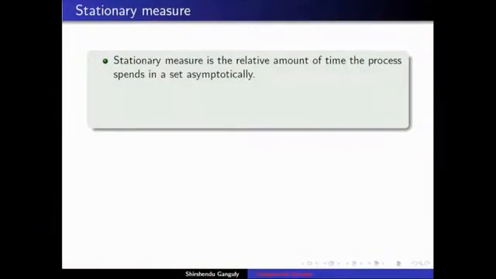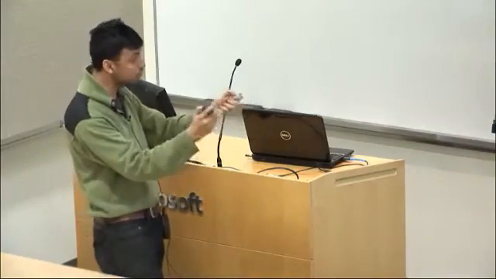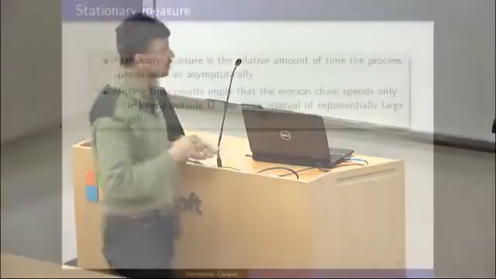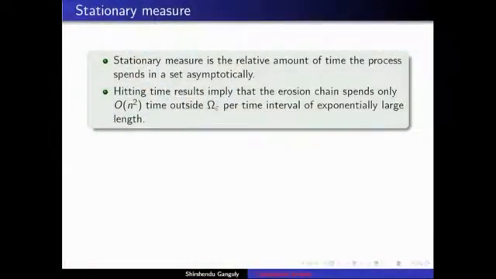Okay, so this is not very hard. The stationary measure is the amount of time that you spend asymptotically in a set. You start from anywhere, and you want to measure the stationary measure of a set, so you look at the proportion of time that it spends in that set. The hitting time results show that no matter where you start from, in order n squared time you will hit the set omega epsilon, and it will stay there for an exponentially long time, right? So you typically spend only order n squared time outside omega epsilon per time interval of exponentially large length.